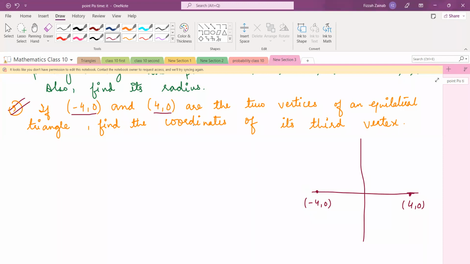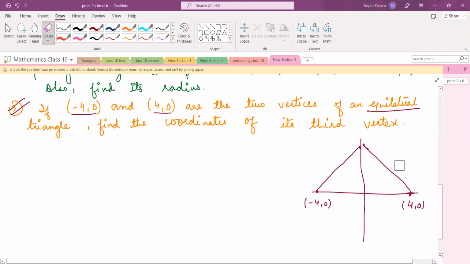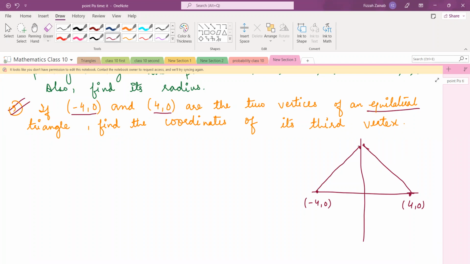And it is an equilateral triangle, so the shape will look something like this, right? So you have to find the coordinates of the third vertex. If I name this one A and this one B, you have to find the coordinates of C. Clear? Yes, ma'am. Let the coordinates be X and Y. So this is the question, and it is actually given here what you have to do.